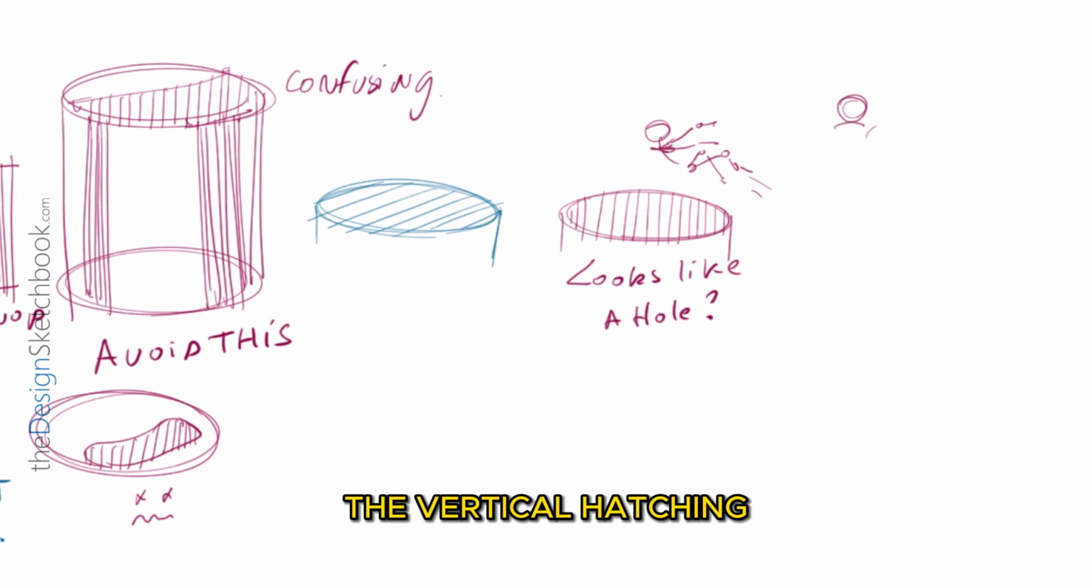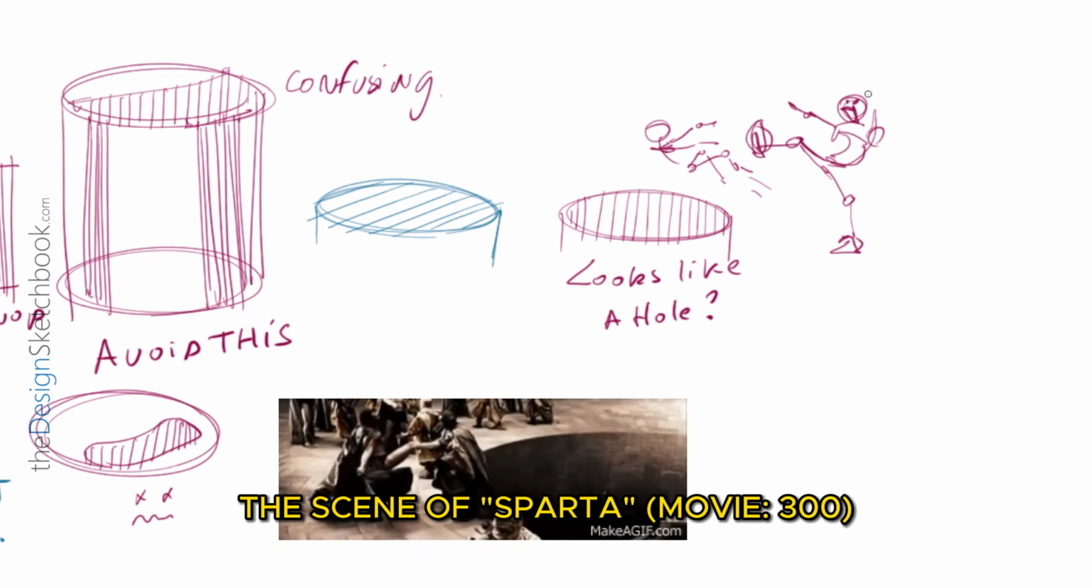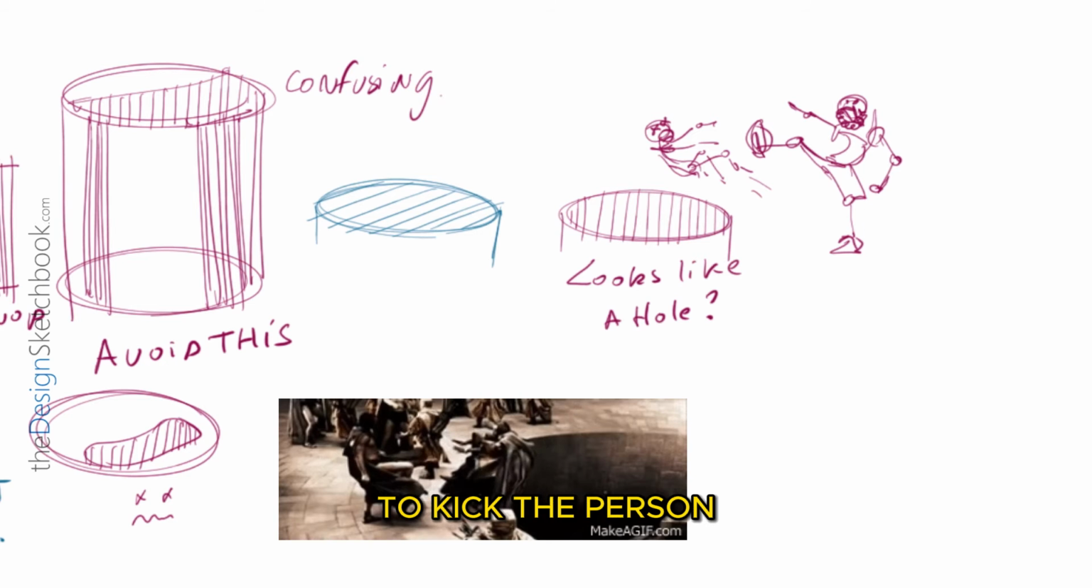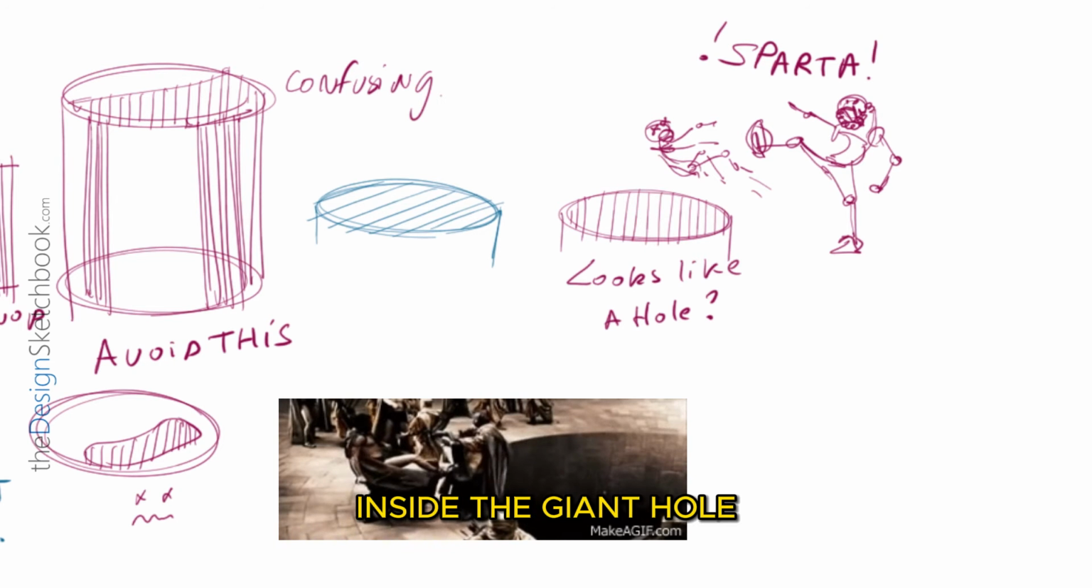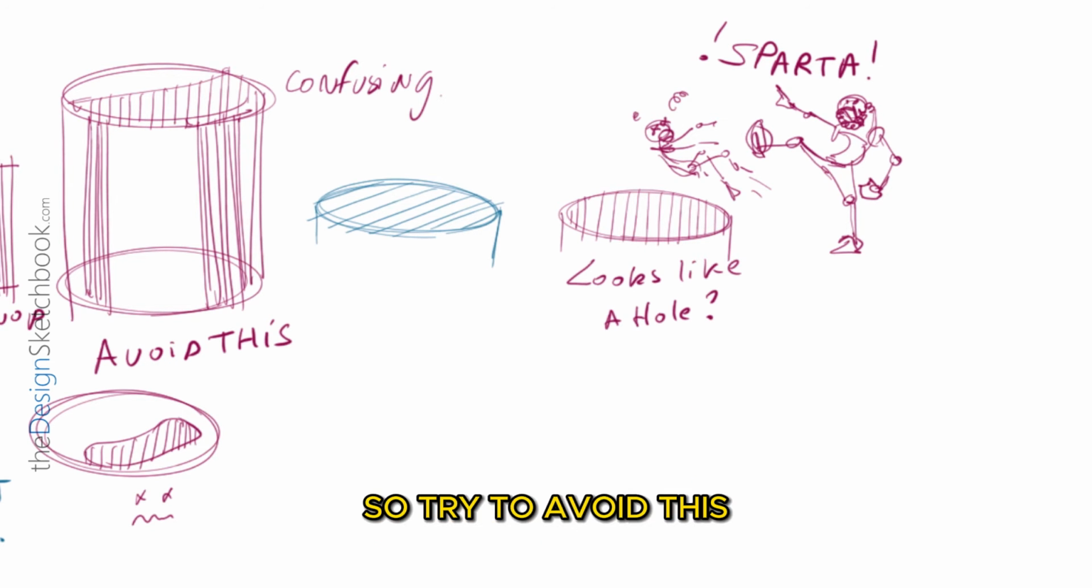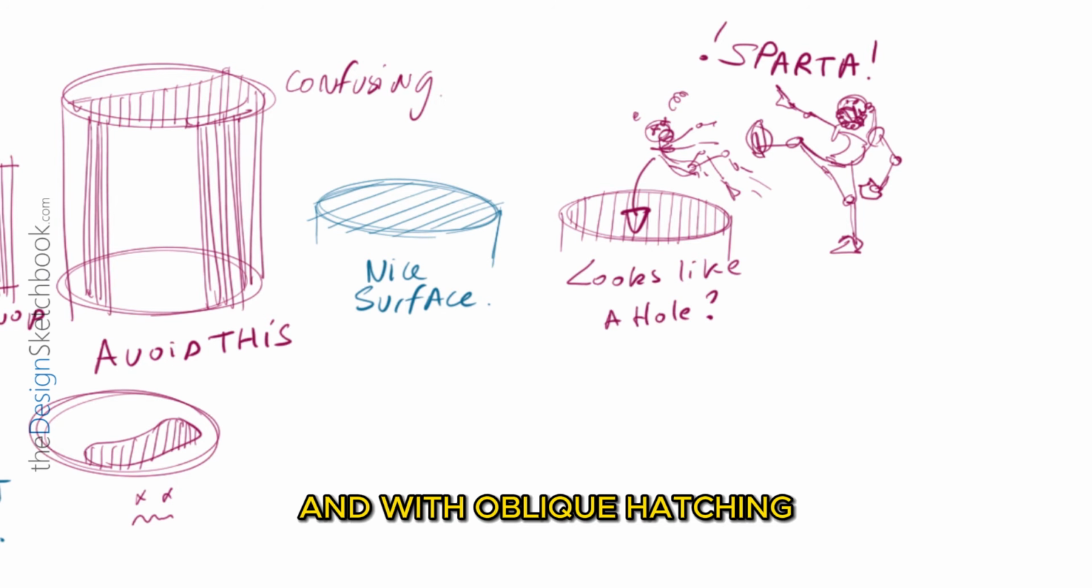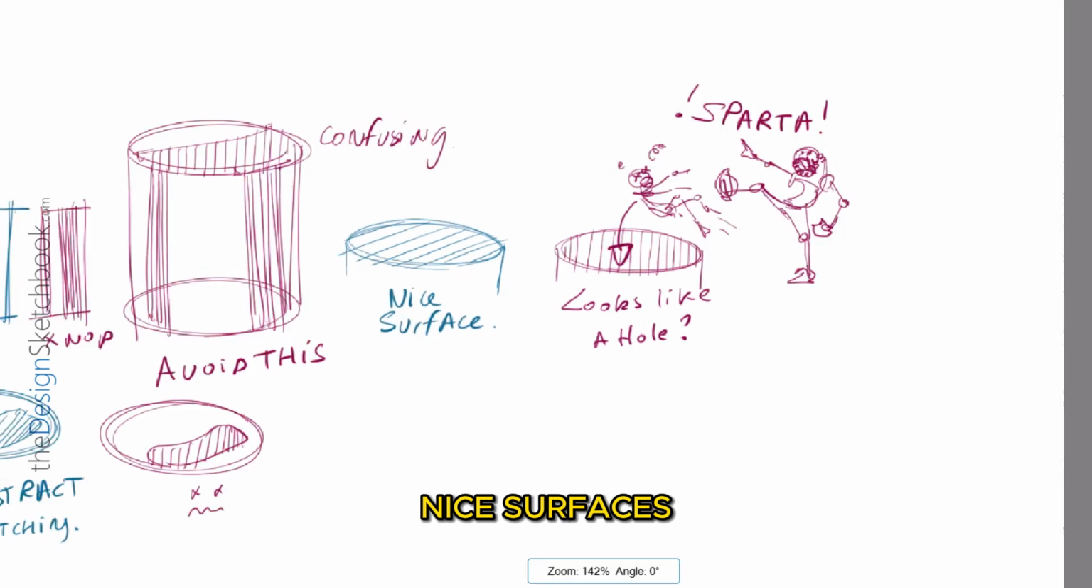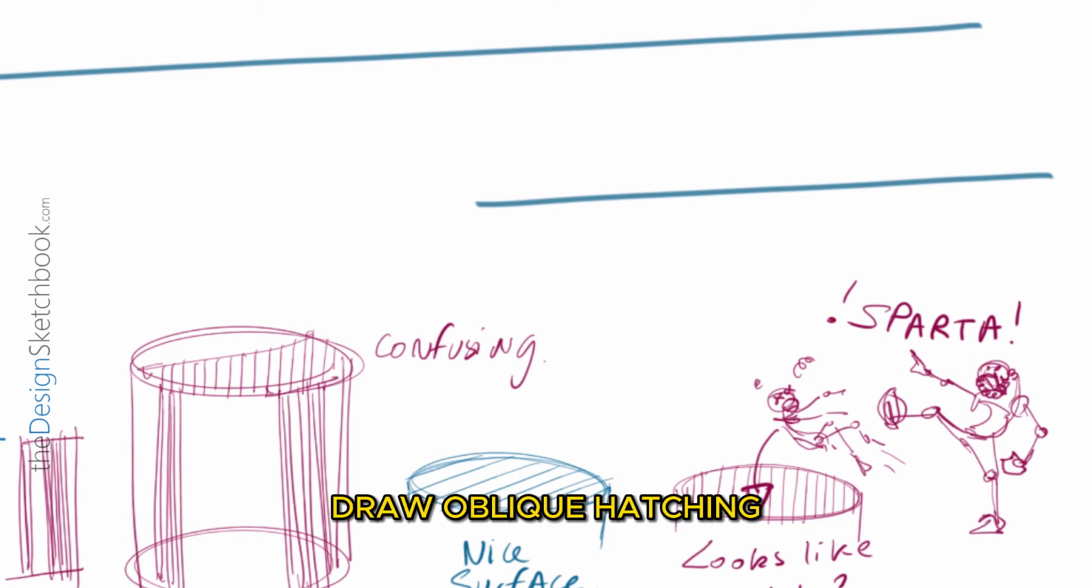When you draw the vertical hatching, it reminds me of the scene of Sparta when it's going to kick the enemy inside the giant hole. So try to avoid this, and with an oblique hatching, you will get very flat, nice surfaces. Okay, so draw oblique hatching.